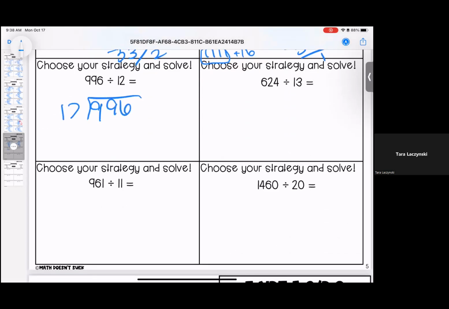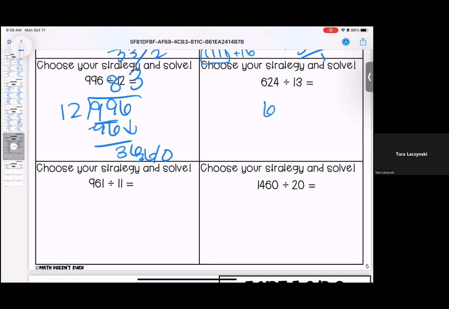996 divided by 12. This one, surprisingly, is going to go in evenly. Some of you may know your 12, some of you may not. Either way, we have guess and check. 12 does not go into 9, but it goes into 99 8 times because 8 times 12 is 96. When I subtract, I'm left with 3. Bring down my 6. 12, 24, 36. That's going to go 3 more times and leave me with no remainder.